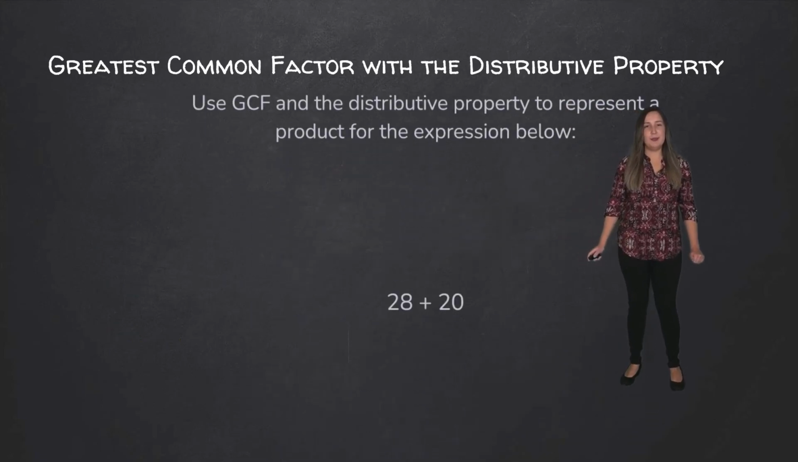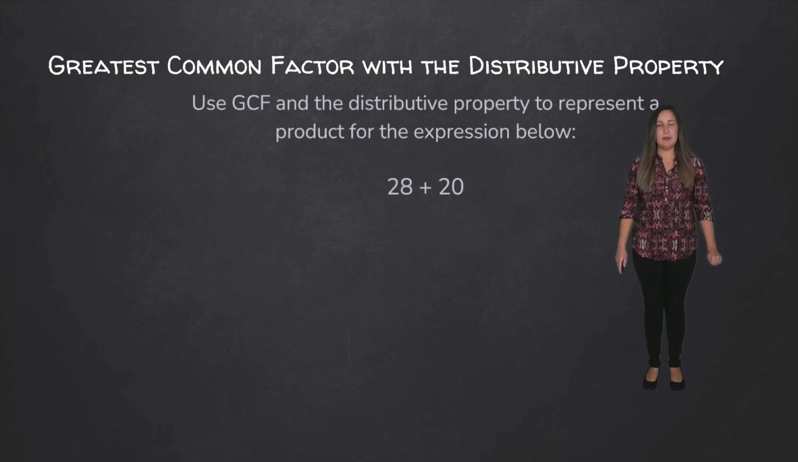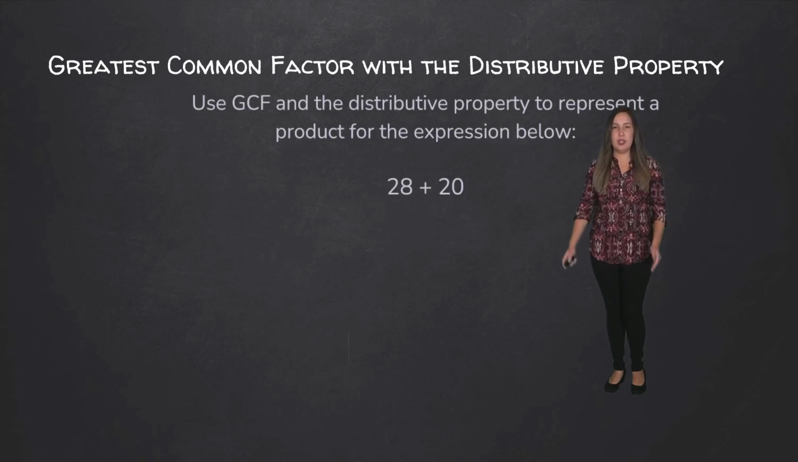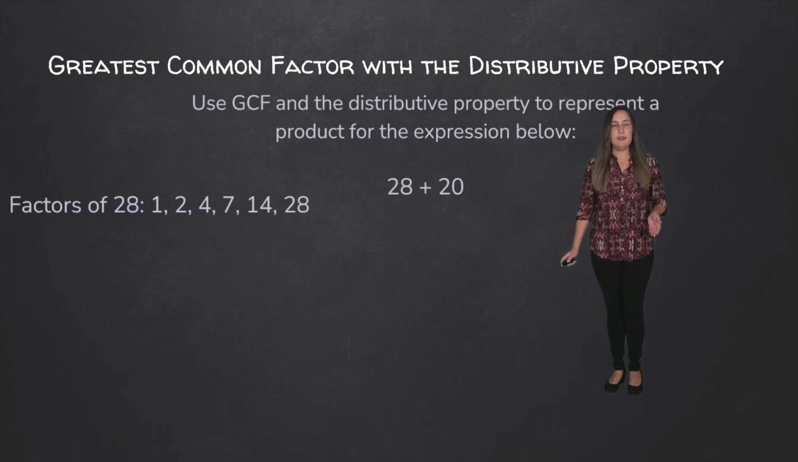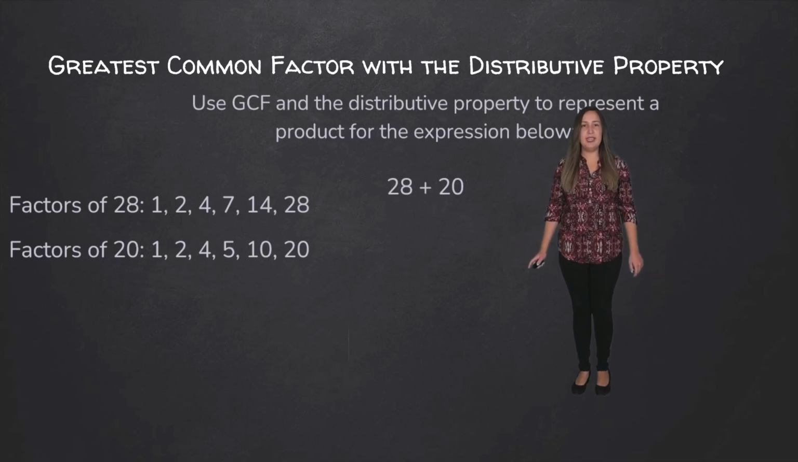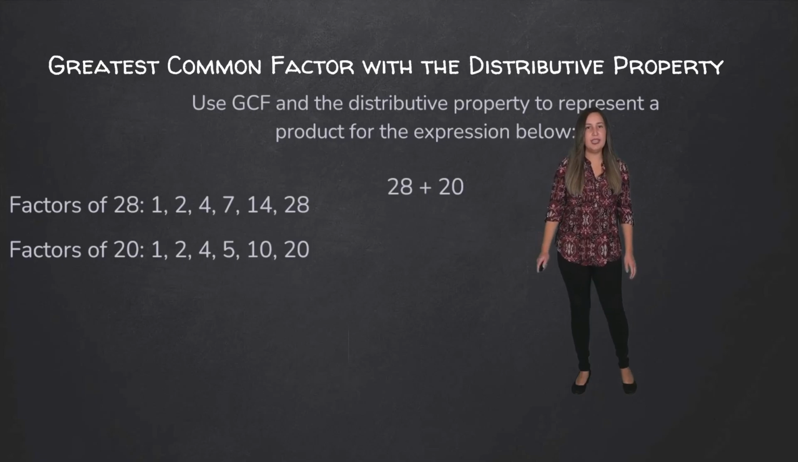Let's try another problem. So now we have 28 plus 20. The first thing we need to do is identify the greatest common factor. But before we do so, we need to know what the factors are for each number. Our factors of 28 are 1, 2, 4, 7, 14, and 28. Our factors of 20 are 1, 2, 4, 5, 10, and 20.